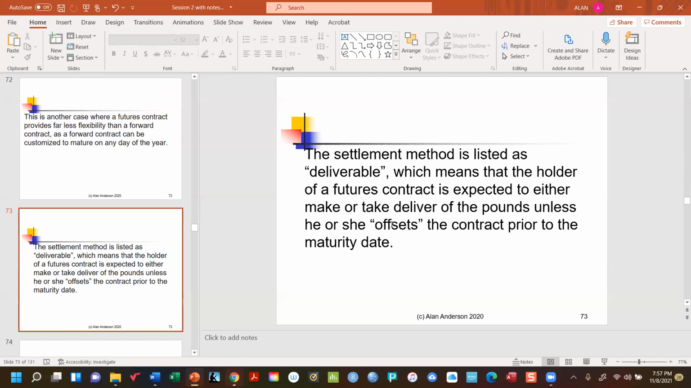And that makes sense for certain types of contracts, like a contract on the S&P 500. You're not expected to take delivery of 500 stocks. It means you're going to get cash. But for many of these futures contracts, you're actually still collecting the underlying asset.